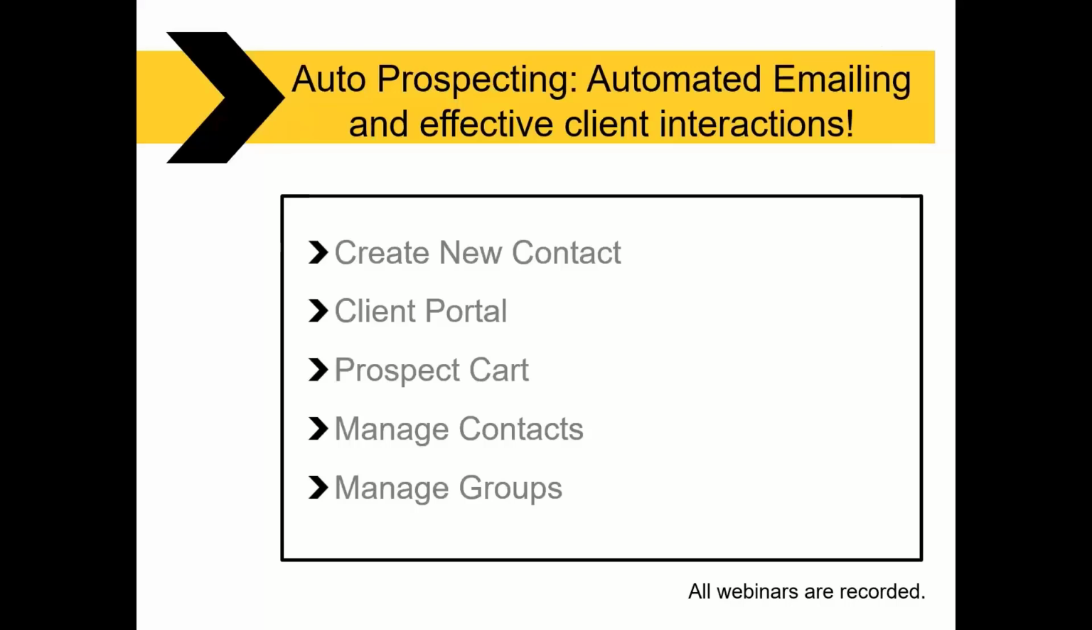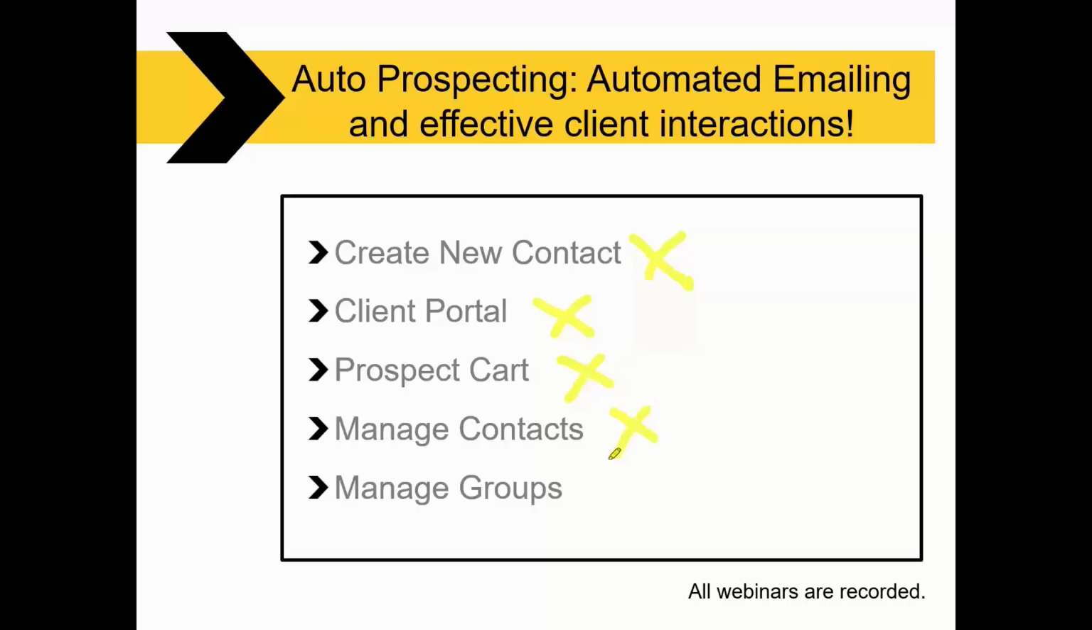Today we're going to go over auto prospecting, automated emailing, and effective client interactions. And here's what we're going to cover. We're going to go over creating a new contact, setting up the client portal, and that's their end of the email with the listing information within it. Prospect cart, that is your search results page for an auto prospect.